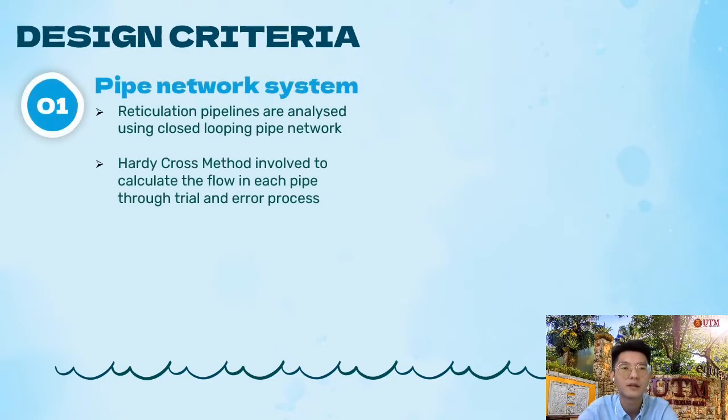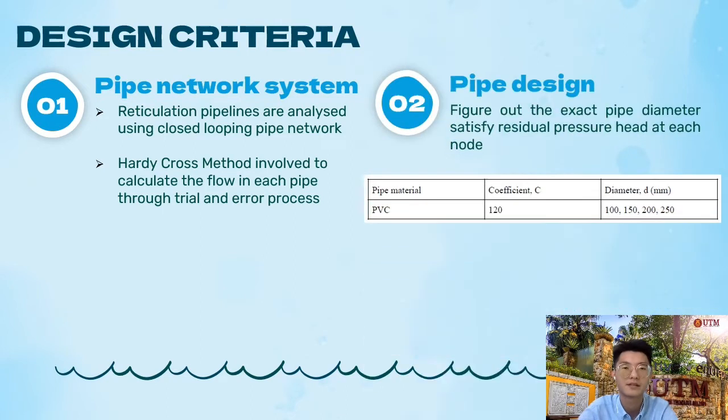First of all, the pipe network system. The reticulation pipelines are analyzed using the closed looping pipe network. The Hardy-Cross method is involved to calculate the flow in each pipe through a trial and error process. Secondly, the pipe design. We need to figure out the exact pipe diameter to satisfy residual pressure head at each node.